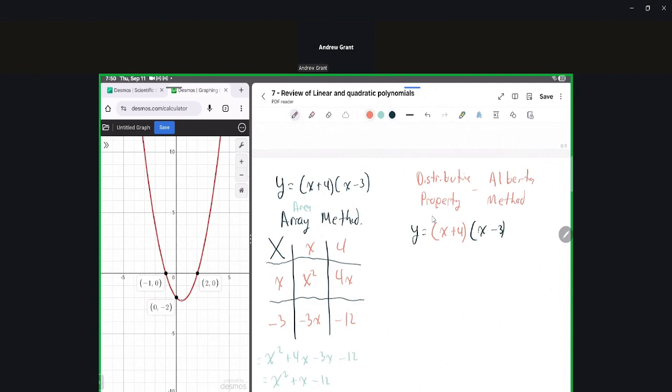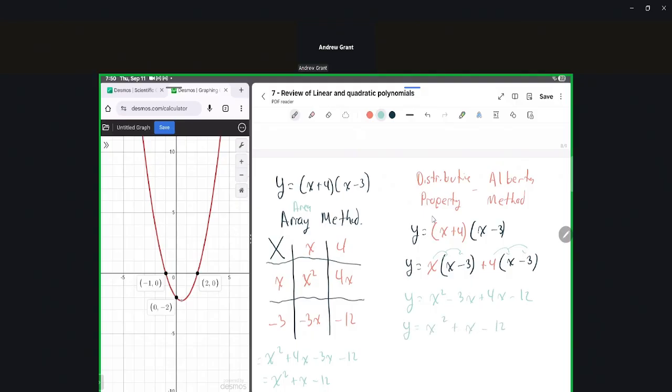The shorthand I was using was, hey, we're going to take our x value and multiply it by the second bracket, and then we're going to take the 4 and multiply it by the second bracket. So this is FOIL, but we're showing an extra step. When we solve this, x times x is x squared, x times negative 3 is negative 3x, 4 times x is 4x, and 4 times negative 3 is negative 12. Combining this, we end up getting the exact same solution.